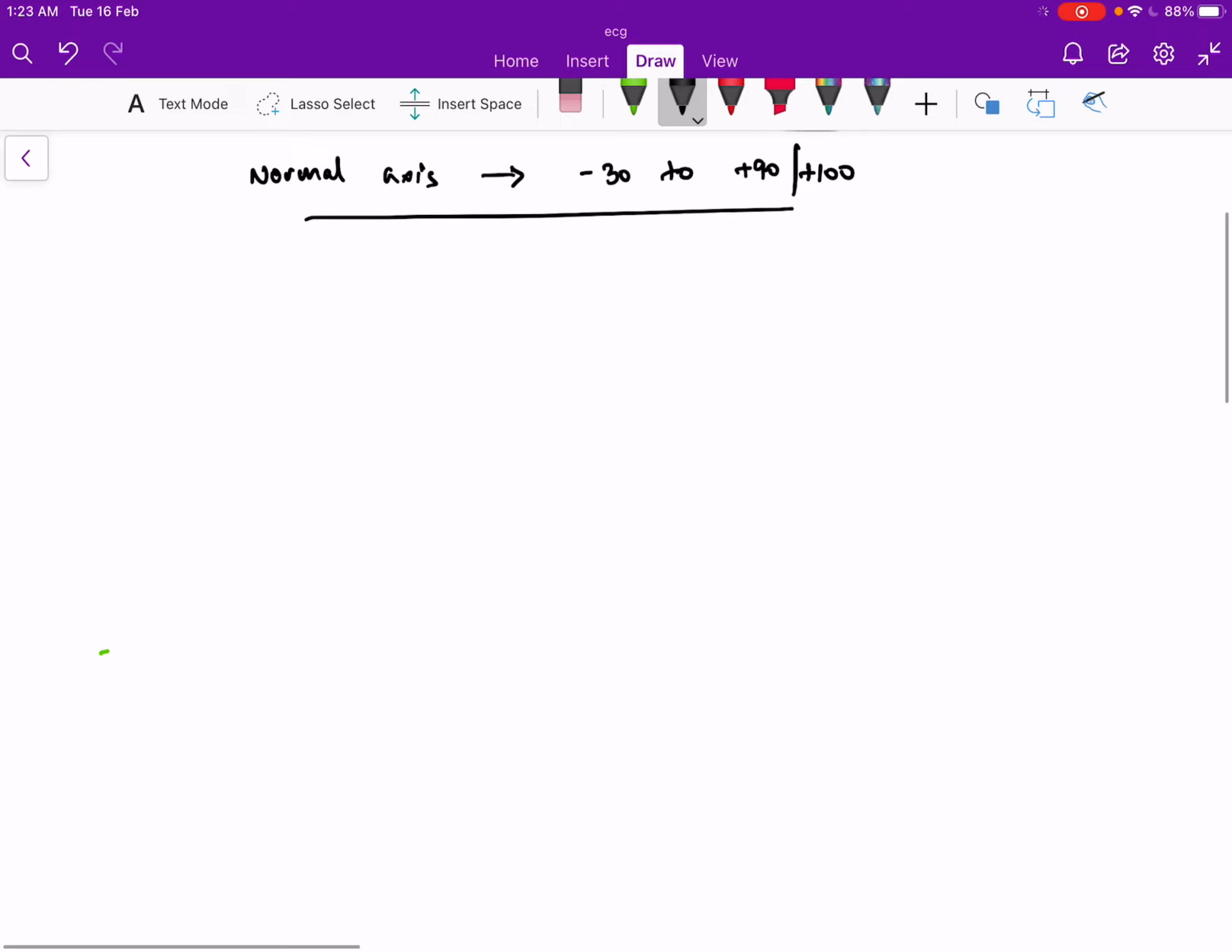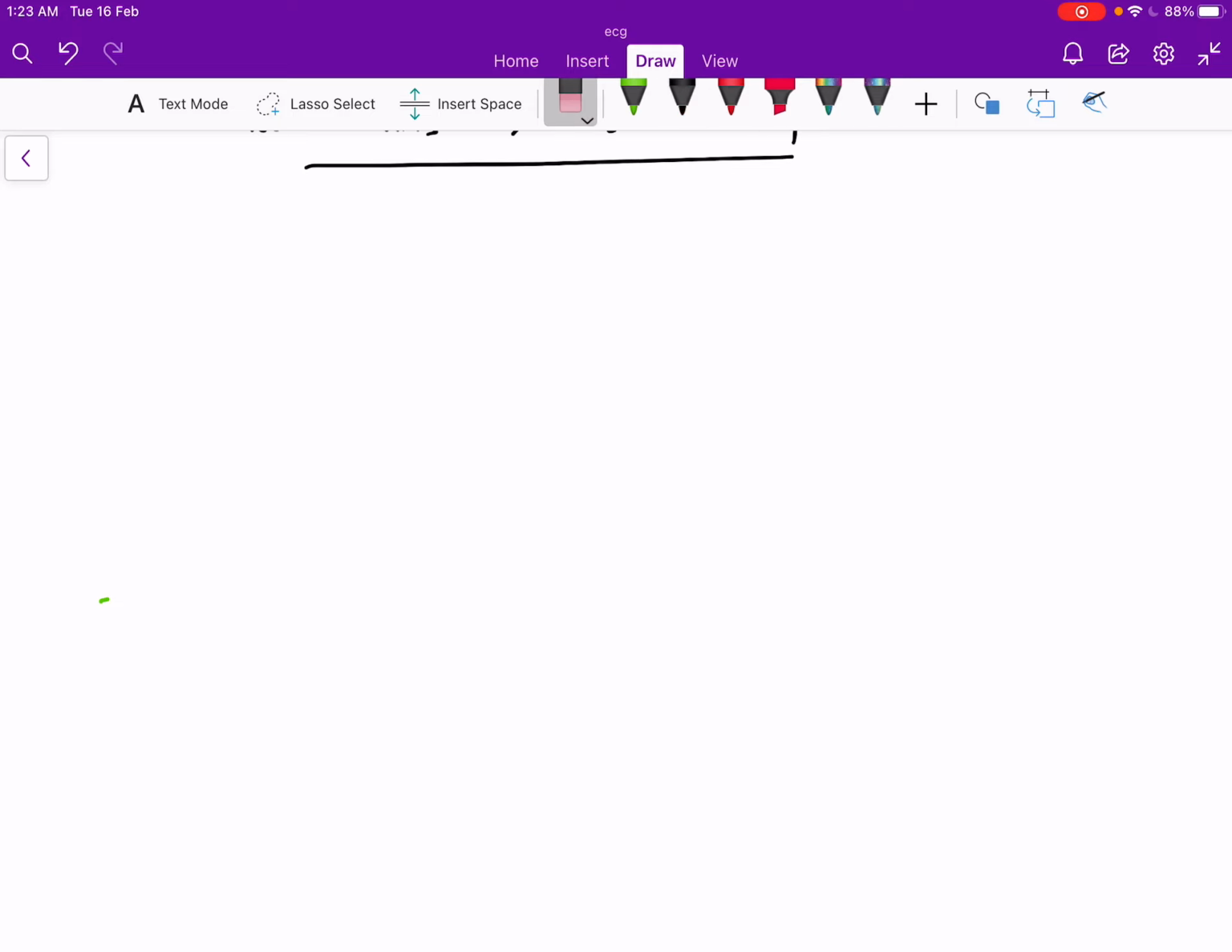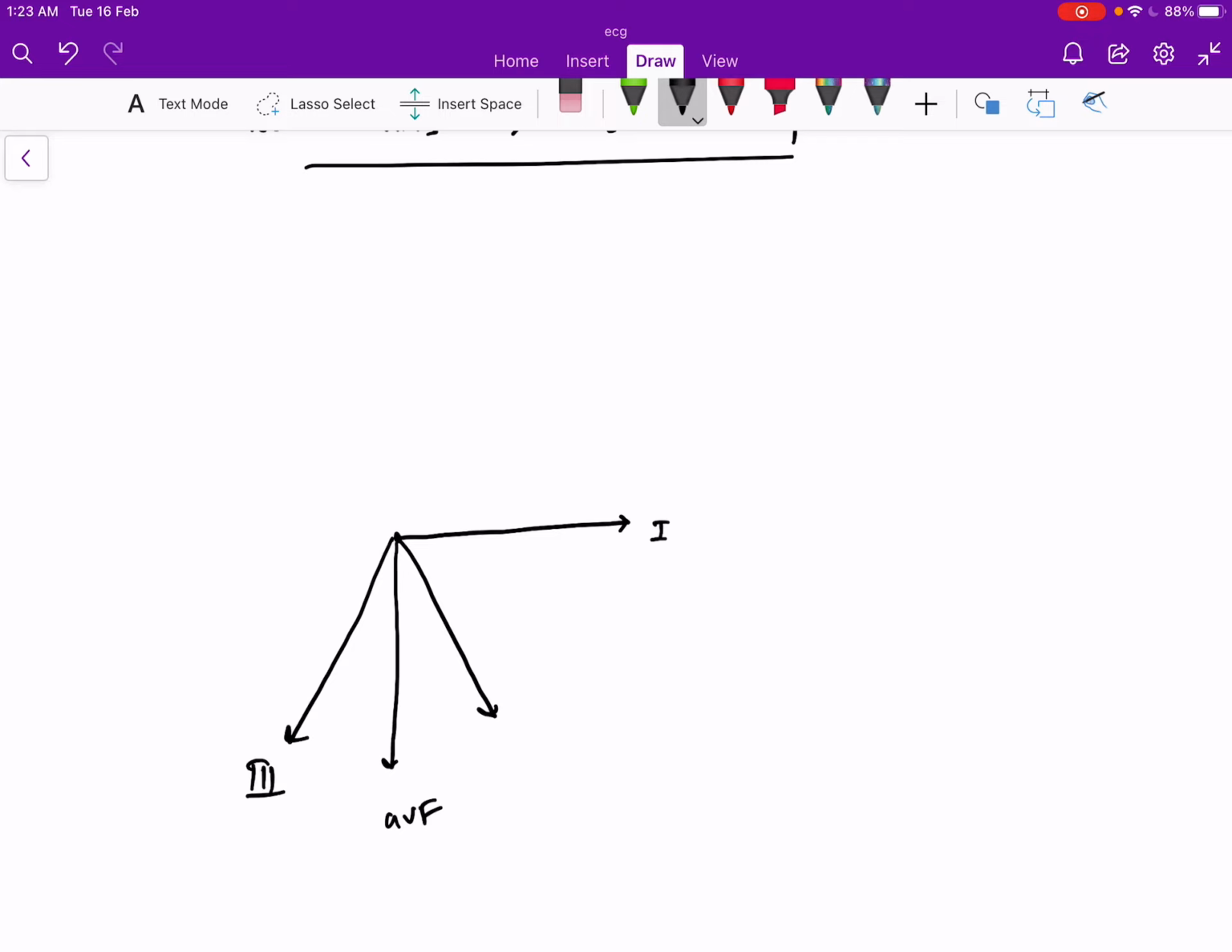Before calculation of this axis, we should know the orientation of our axis. This is lead 1, this is lead AVF, this is our lead 3, this is our lead 2, this is our lead AVL, and this is our lead AVR.